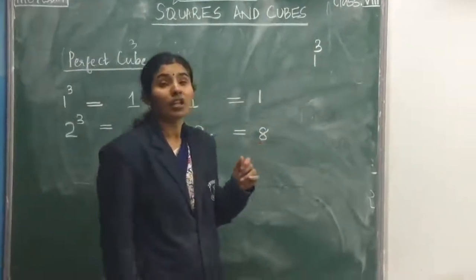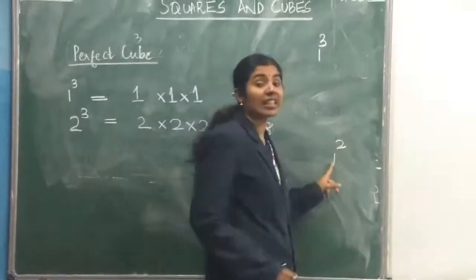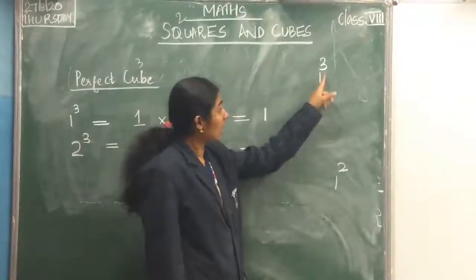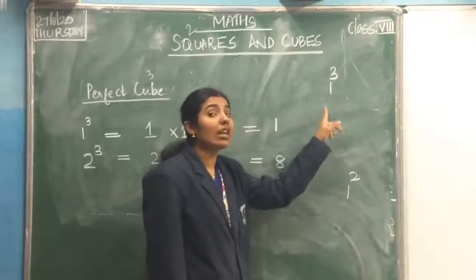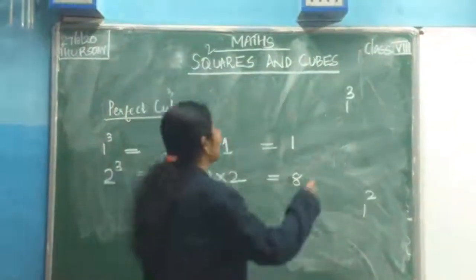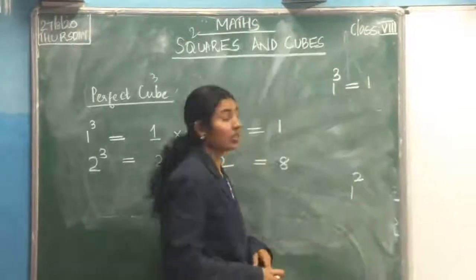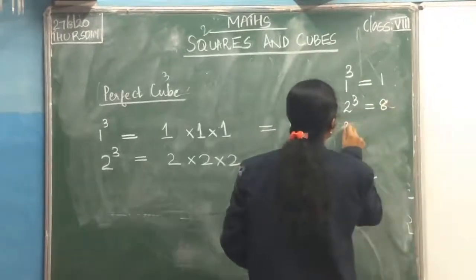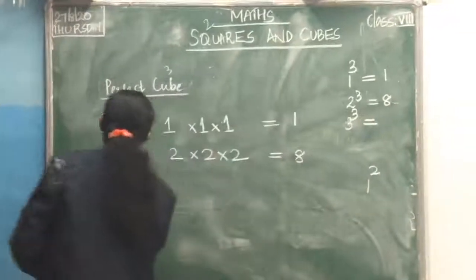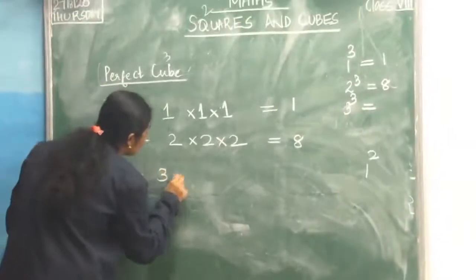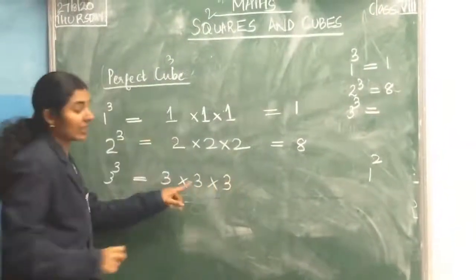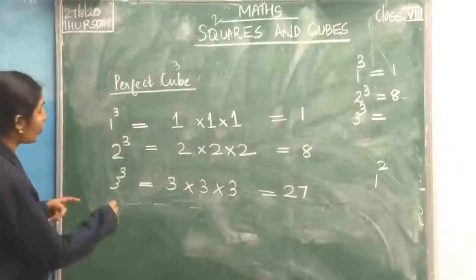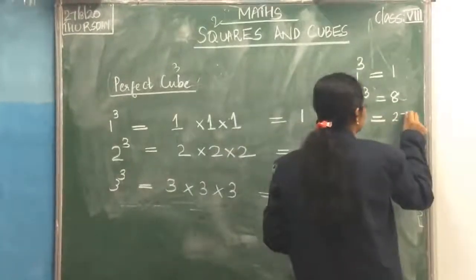You can read it as 1 raised to 3 or 1 cube. When the power is 2, you read it as 1 square, and here 3 is the power, so you read it as 1 cube. 1 cube is 1. 2 cube is 8. Now you should find 3 cube. 3 cube means 3 multiplied 3 times. 3 threes are 9, 9 threes are 27. So 3 cube is 27.